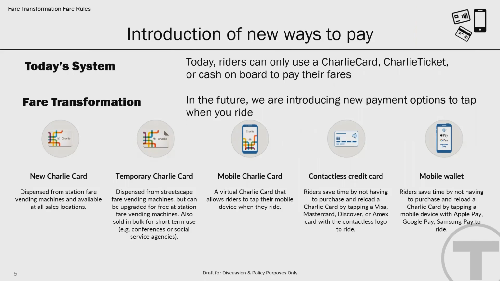Hi, my name is John Reiber, and I'm wondering, with the new Charlie card and the one more trip protection, will riders be able to swipe more than once with a negative balance or a zero balance?